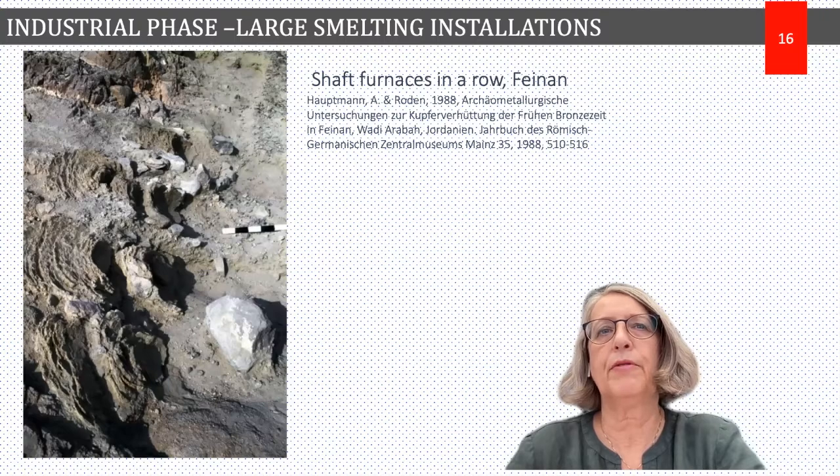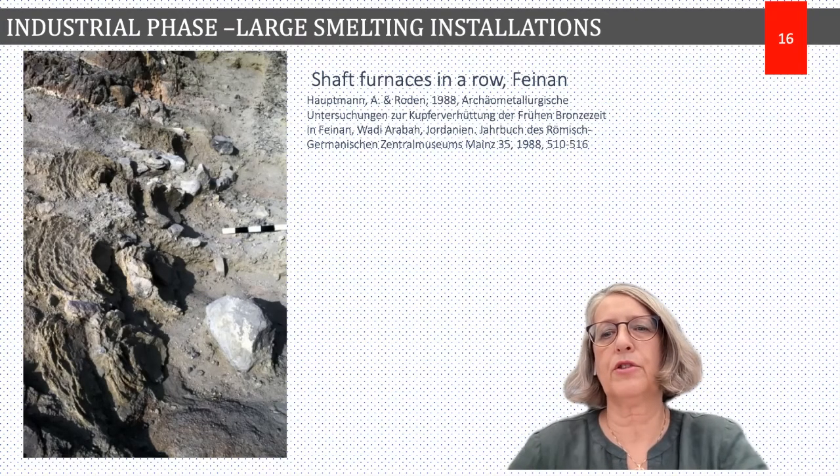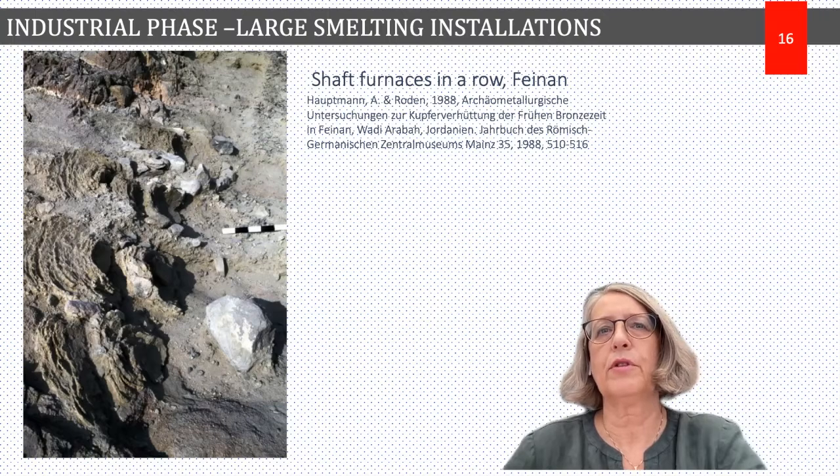This is an example from Fenan. Timna in Israel and Fenan in Jordan are geologically related and represent huge copper deposits. Here, several furnaces were built in a row, representing an industrial dimension. This way, the furnaces could be kept running continuously. The copper production was increased significantly this way.